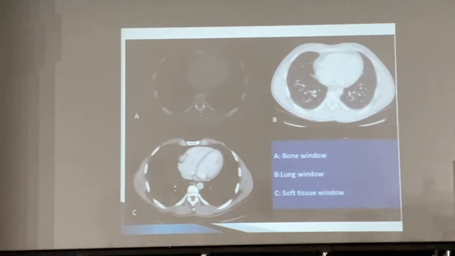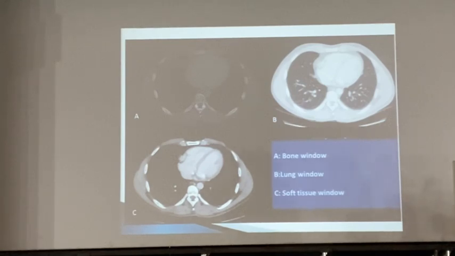For the lung window, if you are searching for lung parenchymal disease, you have to use the lung window. For detection of air anywhere in our body, it is a must to use the lung window. Here is a case of air inside the brain, which is called pneumocephalus.